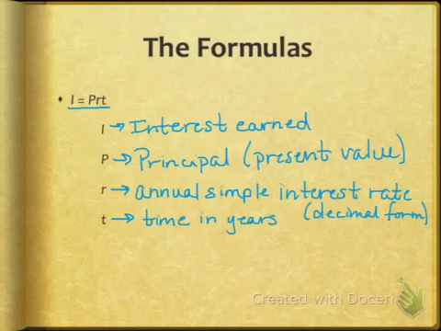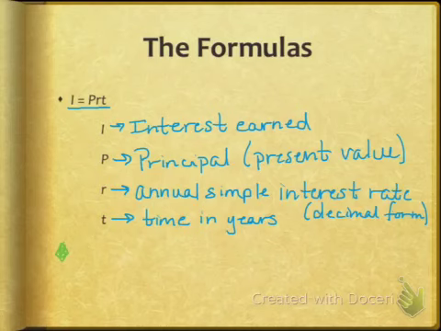Okay, so if you have any 3 of these 4 values for these 4 variables, then you can always find the 4th one, the unknown one, by solving this equation. But this equation just tells you how much interest you earn. Usually what we're more interested in is what the actual amount is going to be at the end of the time.